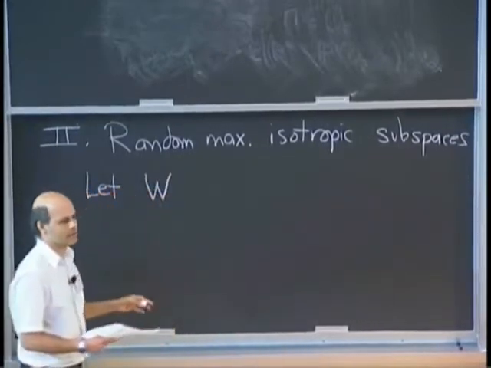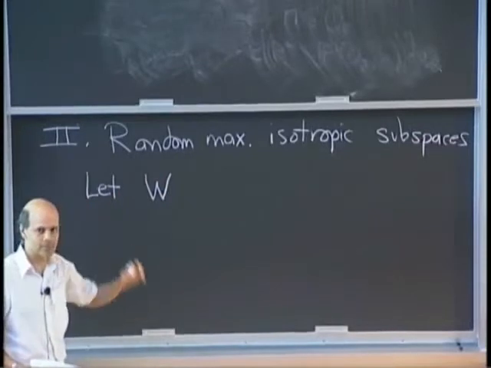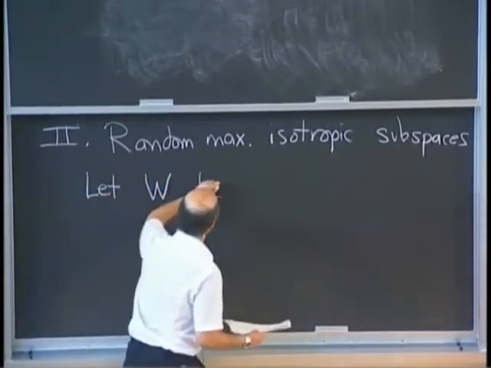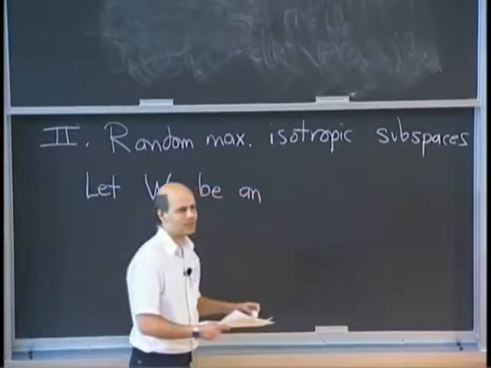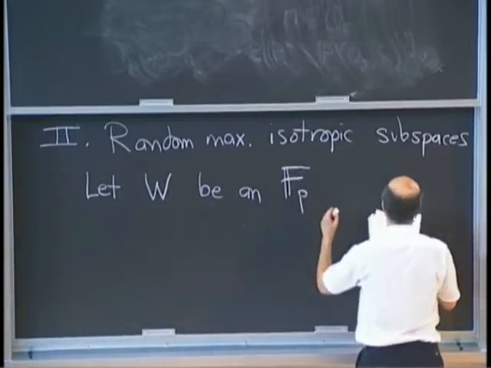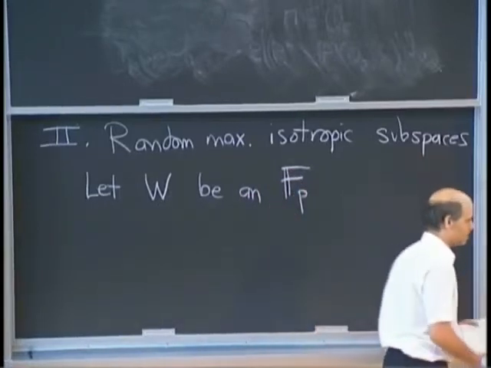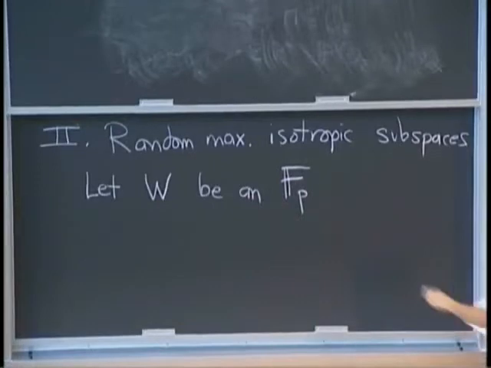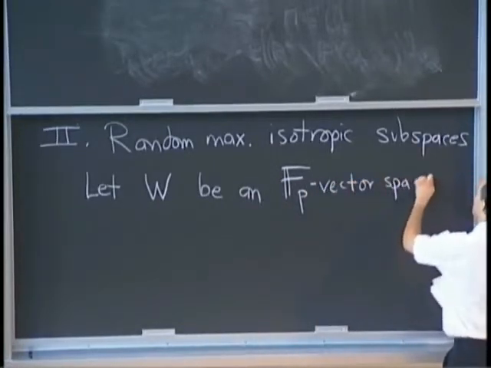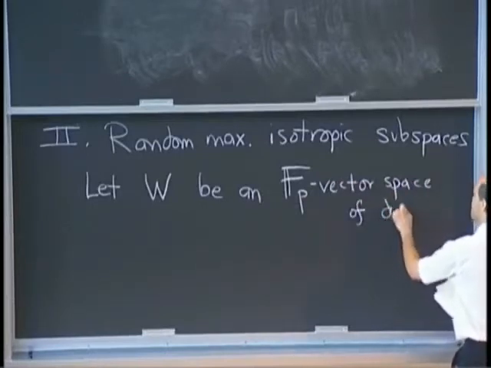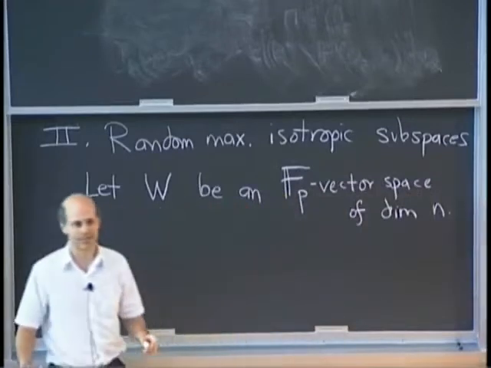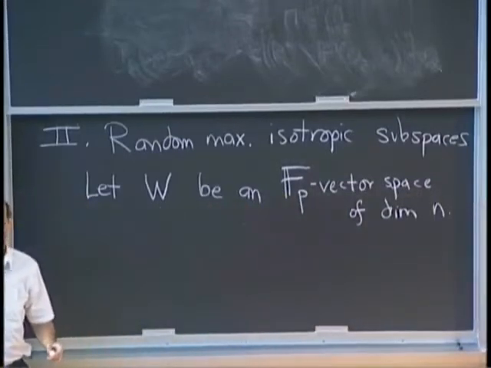I want to create a finite dimensional vector space with a quadratic form on it. And there's one easy way to do this, which is to start with a vector space without a quadratic form on it. So let's say an n-dimensional Fp vector space W. Well, what I'm going to do actually is take W direct sum with its dual. So that'll make it even dimensional.